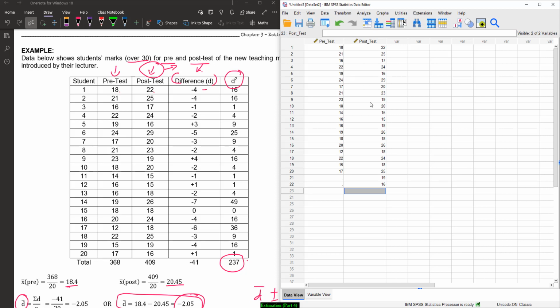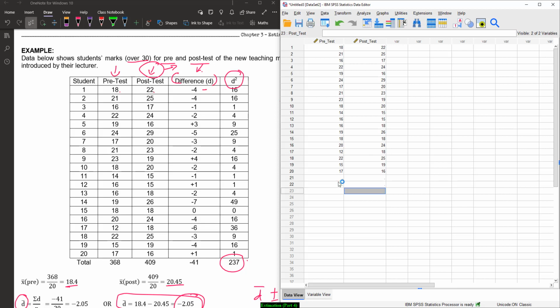Oh, terlebih. Apa yang lebih? Ni ulang banyak kali. 24, 18, 25, 19, 16. This is nothing.